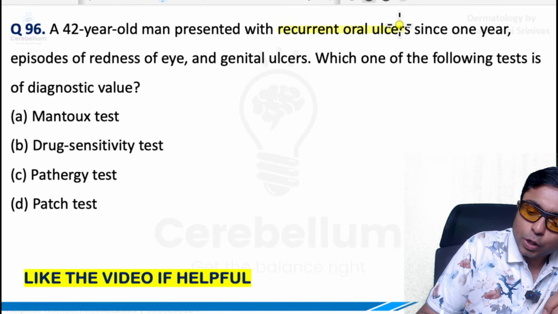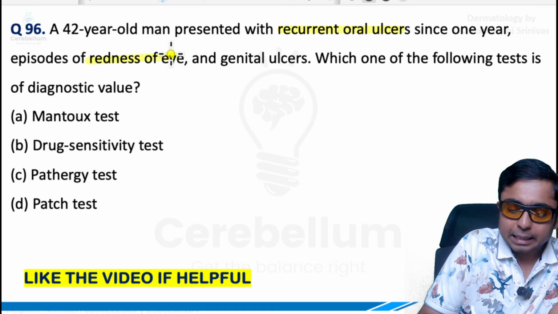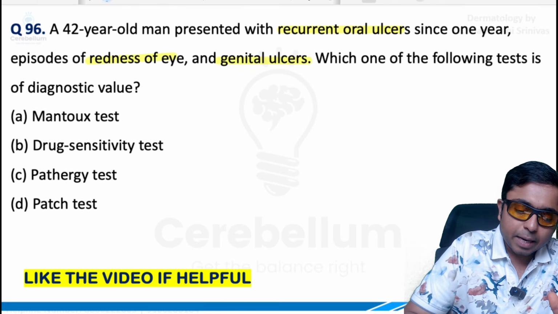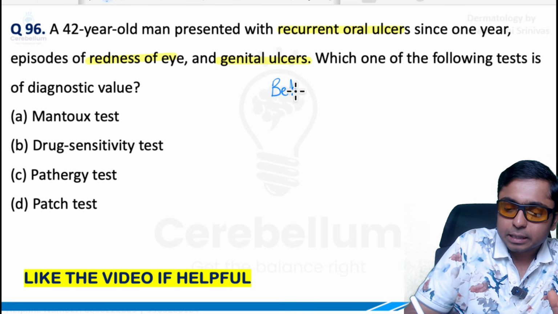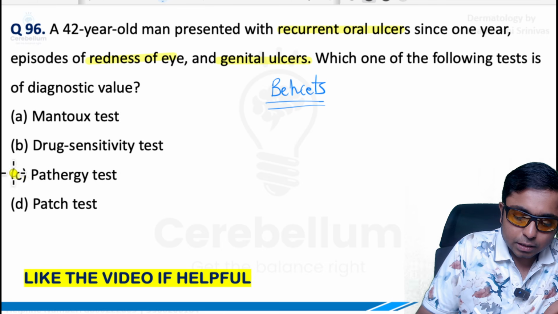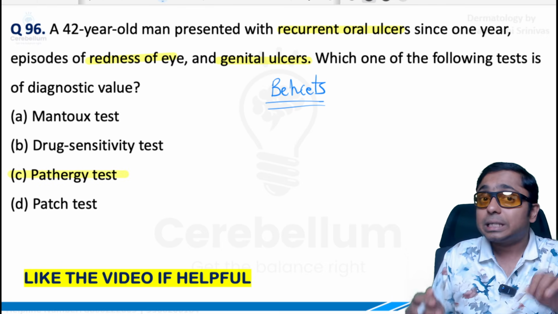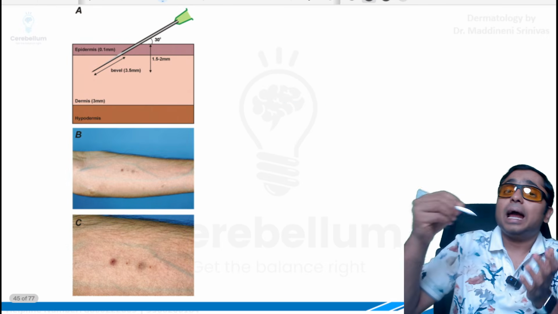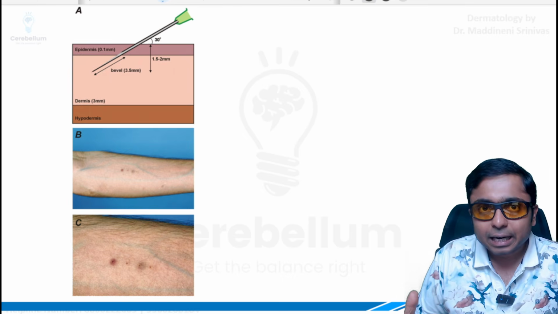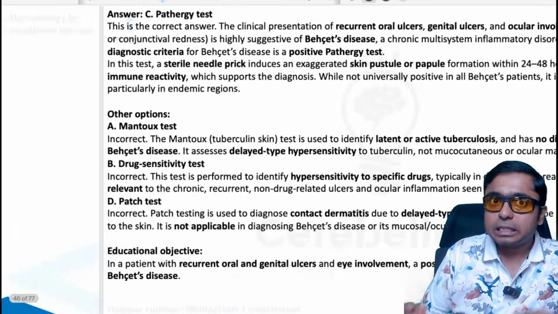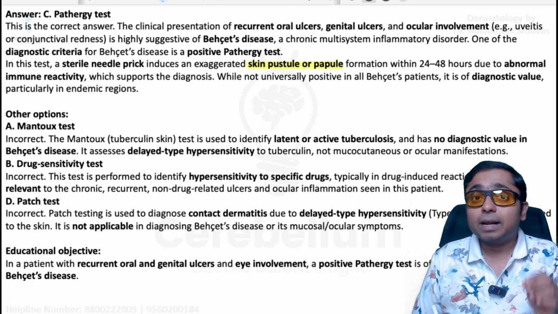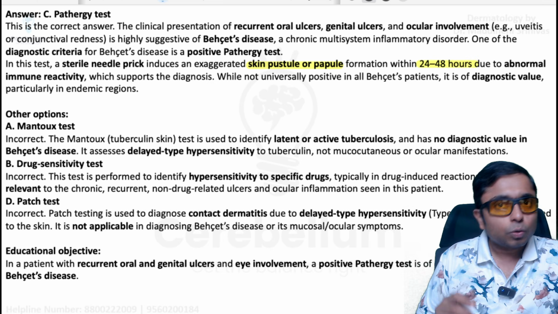Next, recurrent oral ulcer since 1 year, and there is a red eye and there are genital ulcerations. I hope by this time you have understood what the diagnosis is. It is Behçet's disease. And remember this pathergy test, in which we use a sterile needle to prick the skin, after which, due to the abnormal immune reactivity in patients with Behçet's disease, there is going to be development of a skin pustule or papule wherever the prick has been given, within 1 to 2 days.